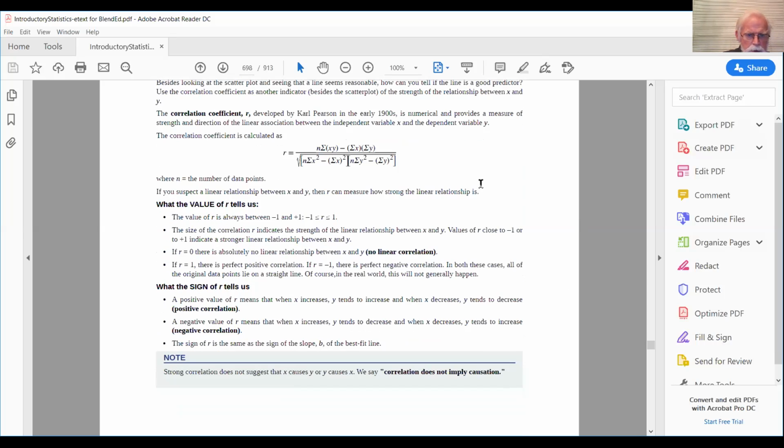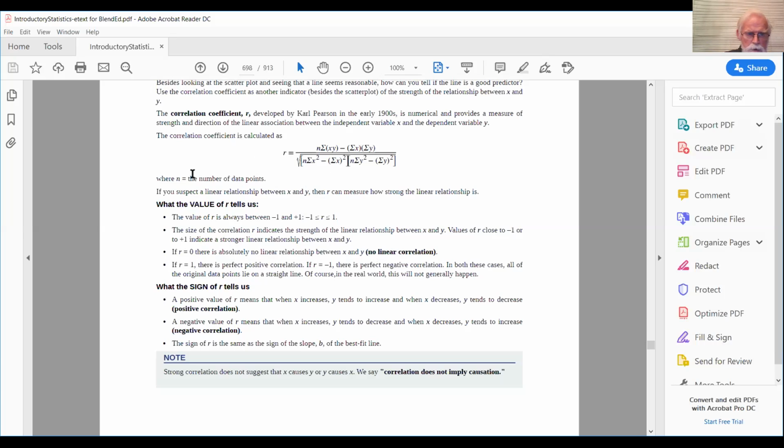And the value of R, the correlation coefficient R, is always going to be between -1 and +1, meaning that if it's -1, there's a strong negative correlation. And if it's +1, there is a very strong positive correlation. If it is 0, there is absolutely no linear relationship. Most of the time, you'll find your data that has no correlation will have a slope that's very close to 0.